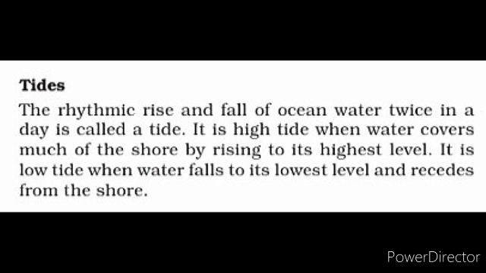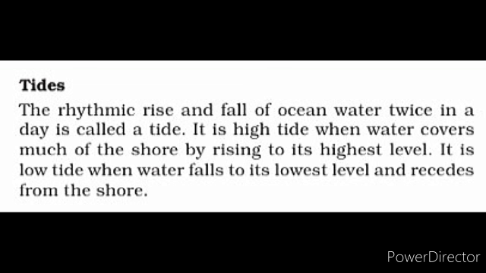Today we are going to start our new topic, that is tide. The rhythmic rise and fall of ocean water twice in a day is called a tide. Again, I am repeating it. Listen to me carefully and try to learn it. The rhythmic rise and fall of ocean water twice in a day is called a tide. It is high tide when water covers much of the shore by rising to its highest level, and it is low tide when water falls to its lowest level and recedes from the shore.